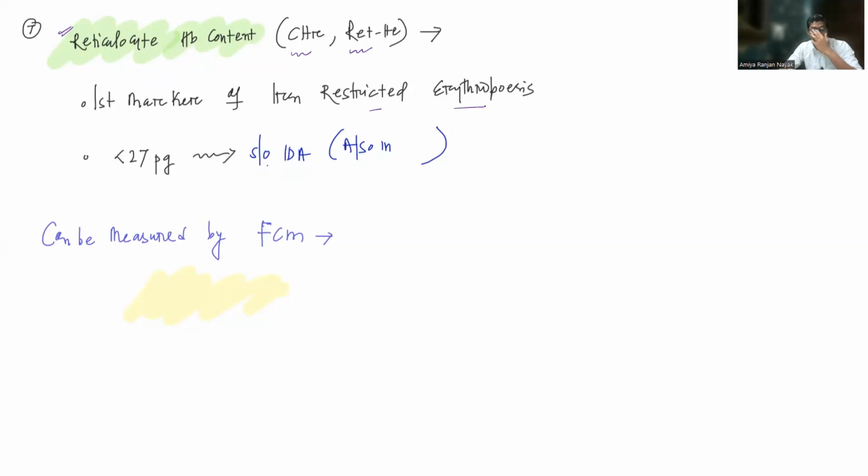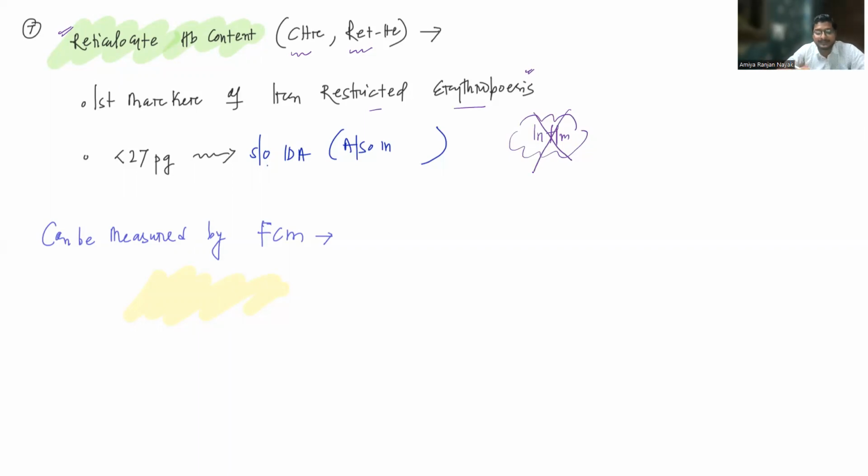Reticulocyte, as you know, is the first product of erythropoiesis that you see in circulation. If you do not have iron, there will be a reduction in heme and in the hemoglobin, so the hemoglobin content in the reticulocyte will be reduced. This is the first marker of iron restricted erythropoiesis, and it is not affected by inflammation. The most commonly used marker, serum ferritin, is affected by inflammation because it's an acute phase reactant, but this marker is not.